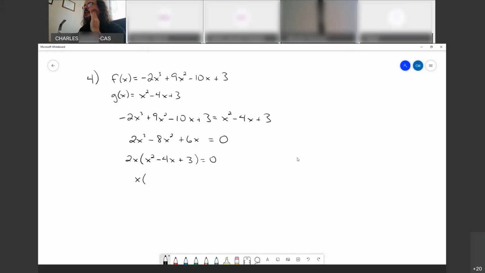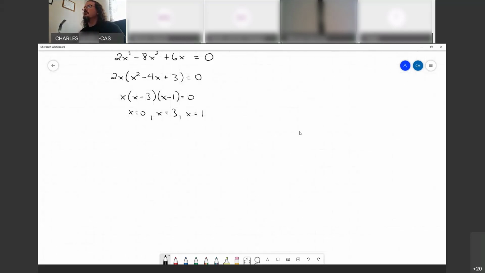So we get x, and we get x minus 3 and x minus 1. Right, so that gives us x equals 0, x equals 3, and x equals 1. So those are 3 points of intersection. So clearly we're going to have to do this situation where we've got this thing crossing in 2 different places.